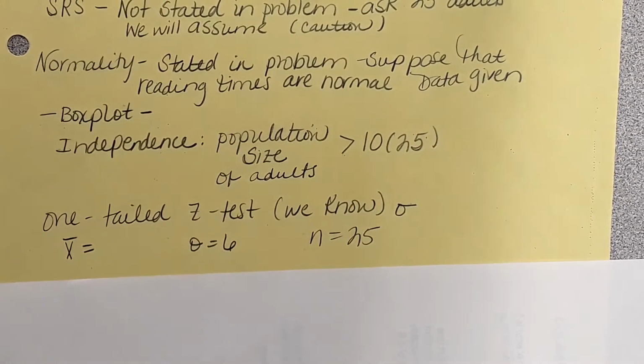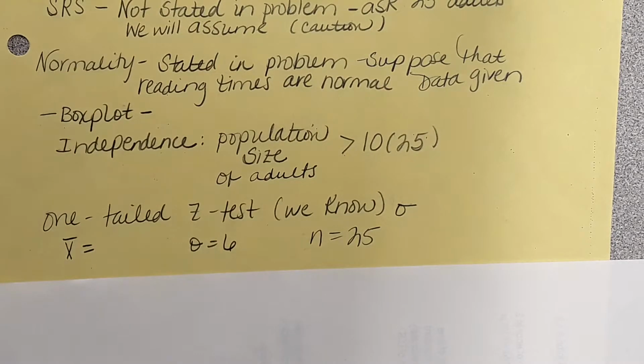Now, notice I'm missing a couple things. What am I missing? What don't I have that you guys should have by now? I have sigma because they gave it to us. I have n. What don't I have? X bar. You need X bar. You are going to figure out X bar because you were given data.